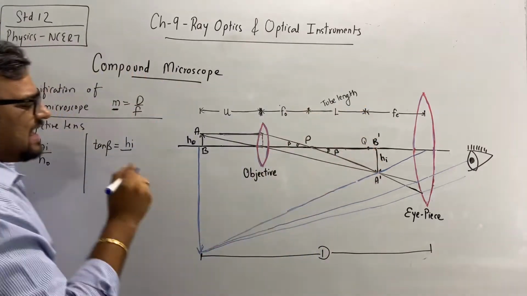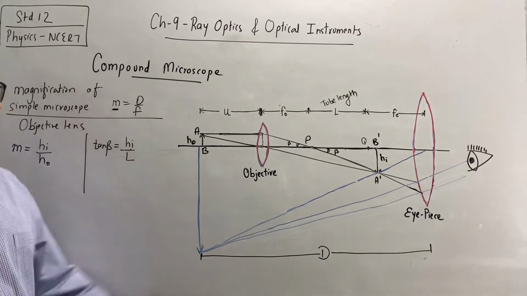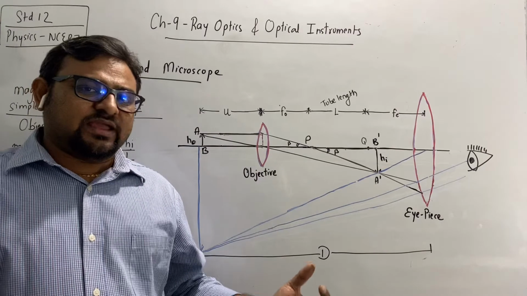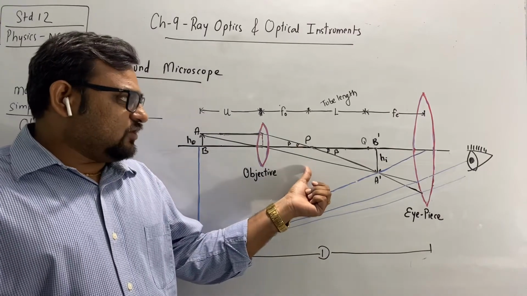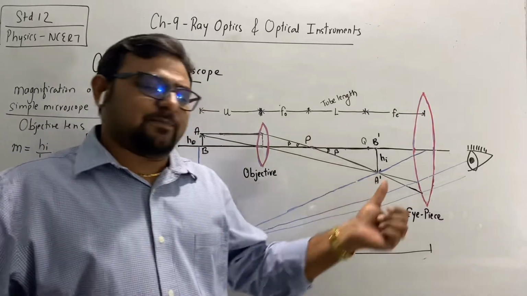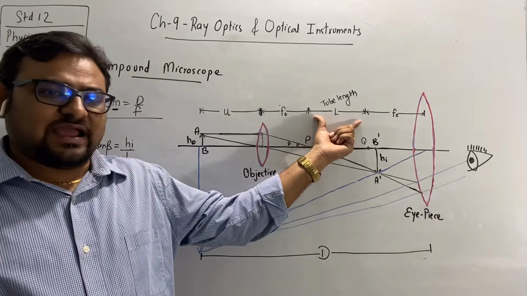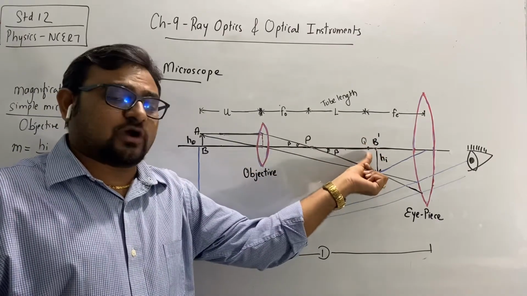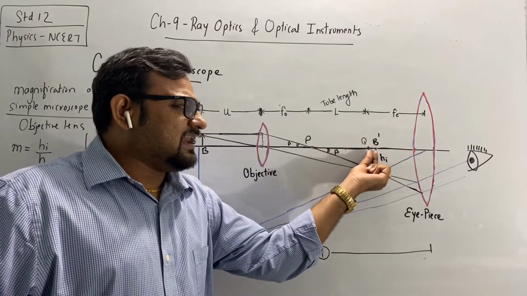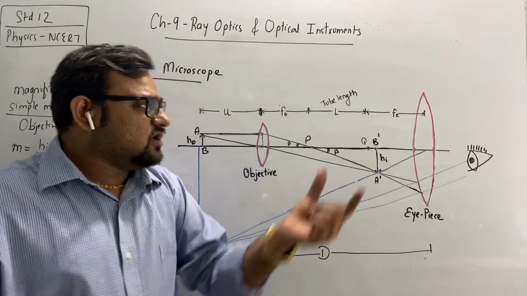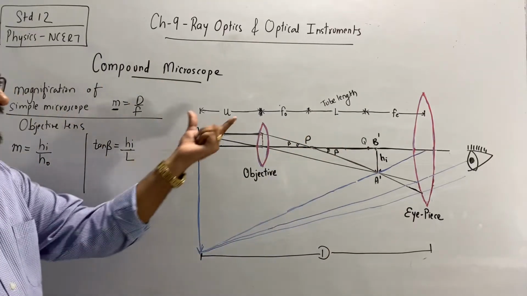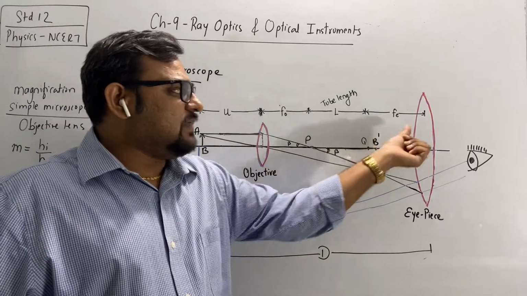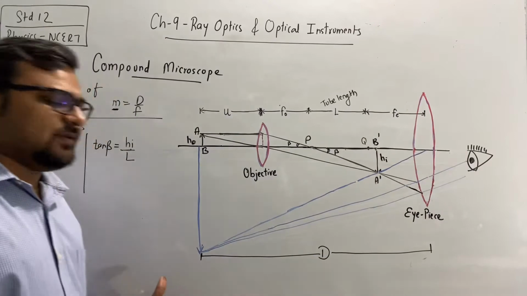It's near to L. Okay, now what is L? L is the tube length, right? The distance between the focal point of the objective and the focal point of the eyepiece. That is the tube length, right? Here you can see that the image formed by the object is very close to the focal point of the eyepiece. So I'm neglecting this very small size. It's negligible. So I'm taking this as L. Right, here U is the object distance, F0 focal length of the objective, L tube length, Fe focal length of the eyepiece, and D is the image distance.